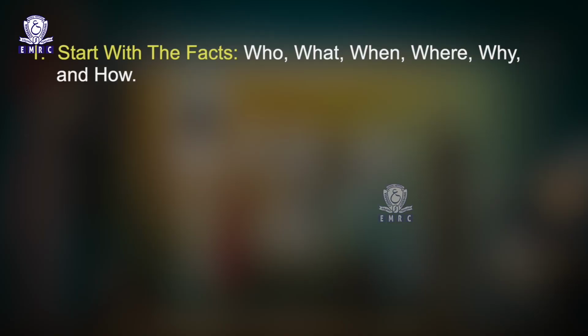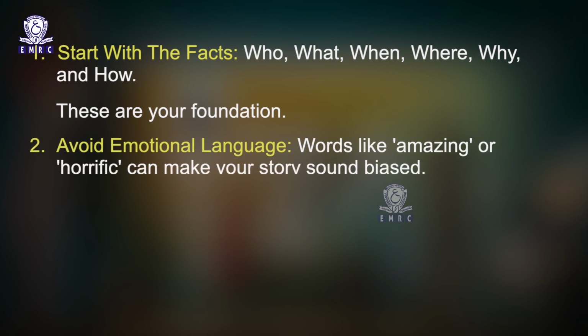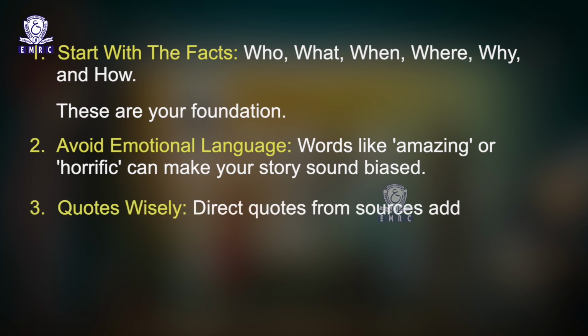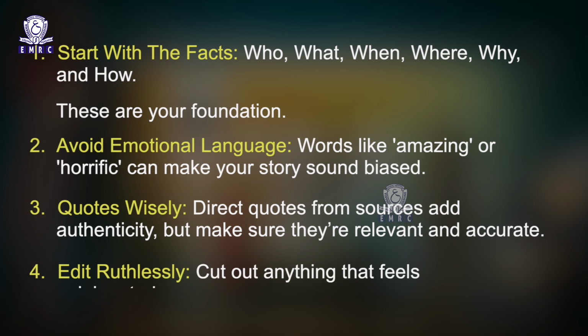Now that we have covered the 4 elements, here are some quick tips to apply them in your writing. First, start with the facts. Who, what, when, where, why and how. These are your foundations. Avoid emotional language. Words like amazing or horrifying can make your story sound biased. And also use quotes wisely. Direct quotes from sources add authenticity, but make sure they are relevant and accurate. Edit ruthlessly. Cut out anything that feels opinionated or unnecessary.